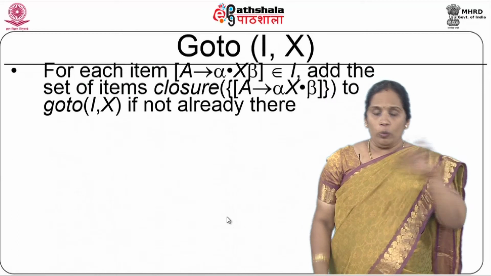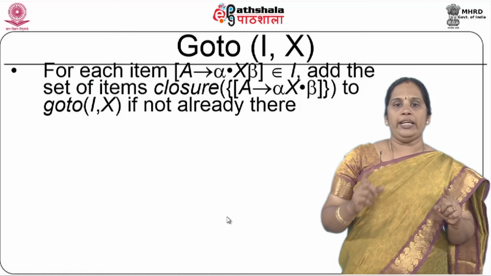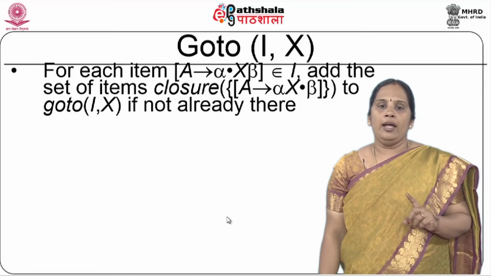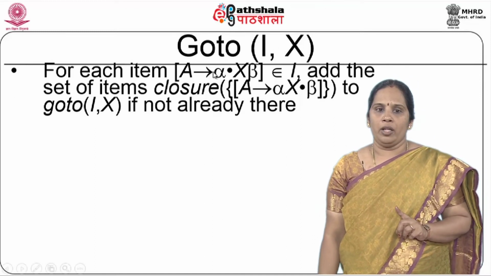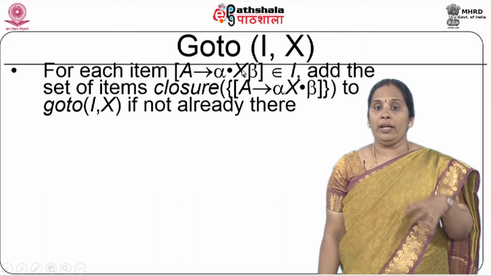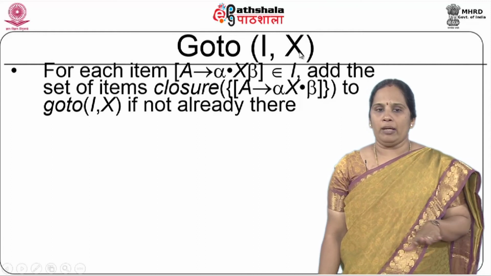Now, how do I choose which item to start with? I already know I have to start with the new production, which is the augmented grammar's production. And how does goto get computed? Goto of I comma X, that is, if there is a dot before any symbol, this X can be a terminal or non-terminal, I have to do that. I have to compute goto of I comma X.